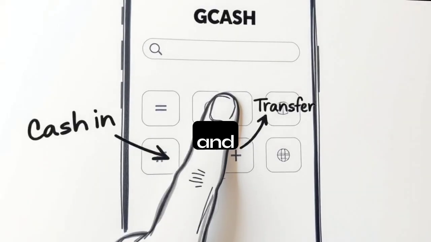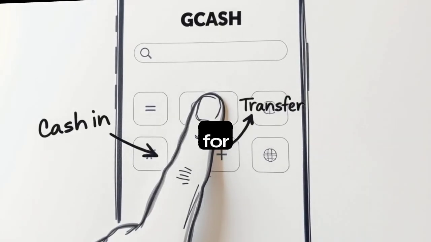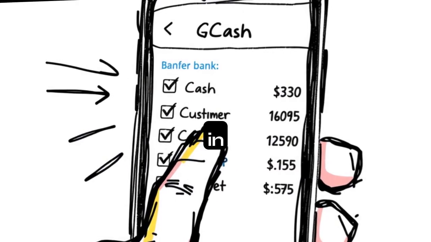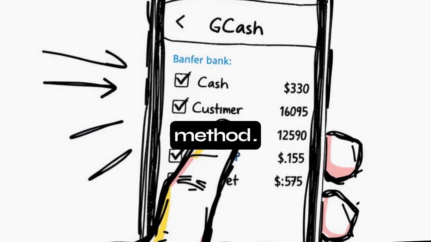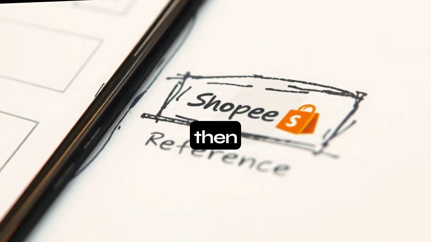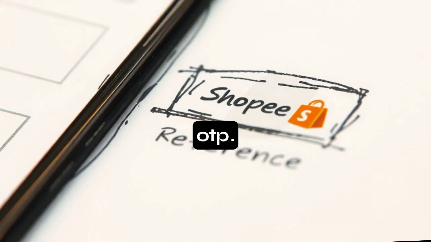Open the GCash app and go to Cash In or Bank Transfer to prepare for the deposit. If you withdrew to your bank, choose your bank under the Cash In options and select the instant transfer method. Enter the exact amount and reference details shown in Shopee, then confirm and approve with your OTP.